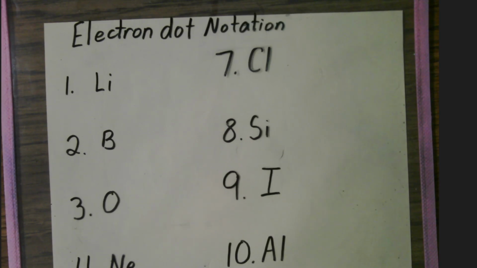In this video, I'm going to be talking about the electron dot notation, or in other words, what we use to identify the valence electrons of an atom. All right, let's get started.